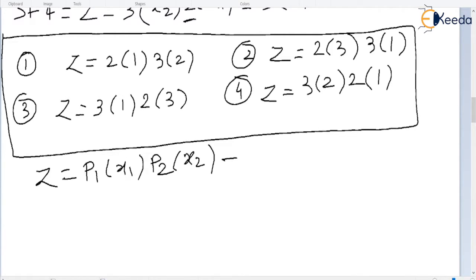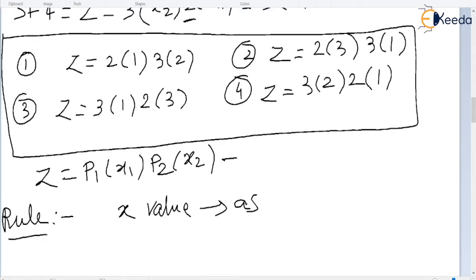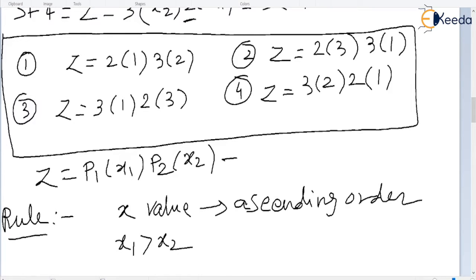Now the rule for selecting the best suitable formula is that whatever x values we have, those should be in ascending order. So how can it be ascending order? Well, simply, if we compare x1, it should be lesser than x2, then x2 should be lesser than x3. It is like this. Now in our case, if we check x1 and x2, this first formula is suitable.